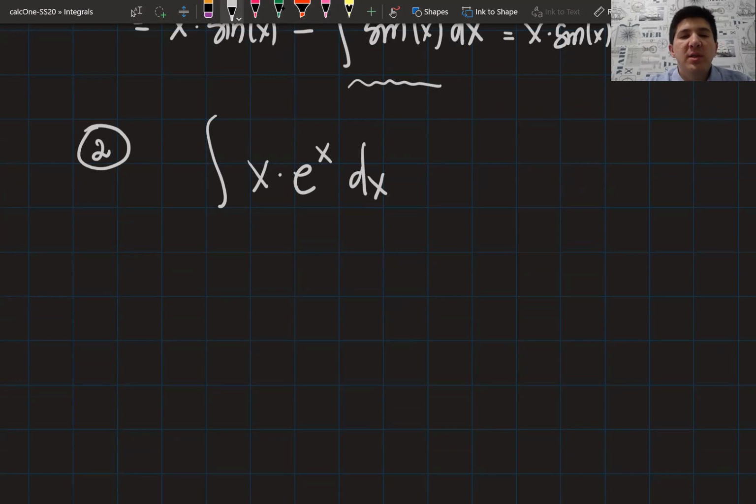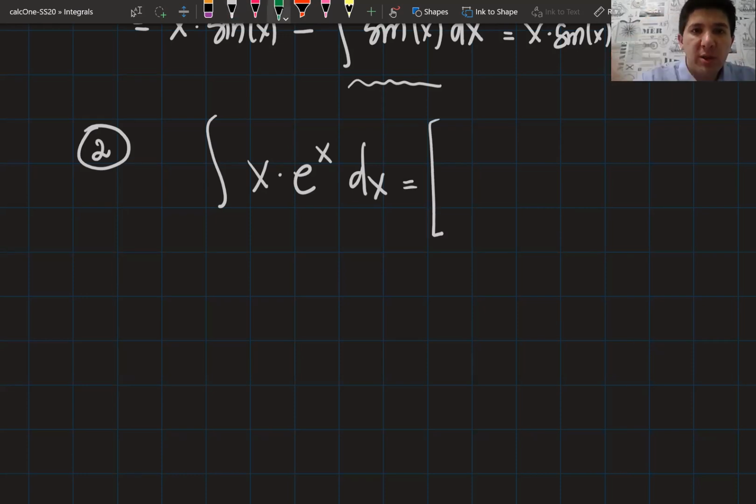Again, I've got the multiplication of two functions, and I need to choose which one is going to be u and which one is going to be dv. I would choose u again as x, not e to the power of x, because I know that the derivative of x is going to be 1, or it's going to be eliminated after some iterations, while the derivative of e to the power of x is always going to be there. So let's try to do this problem.